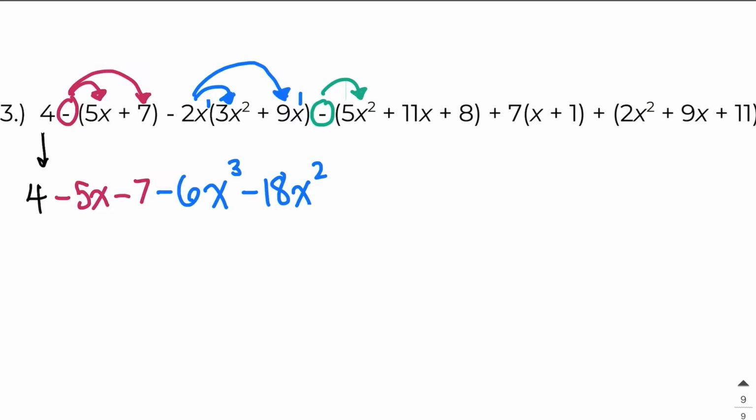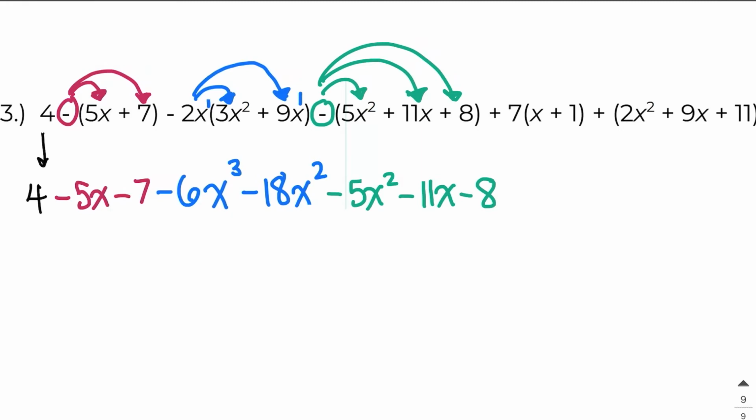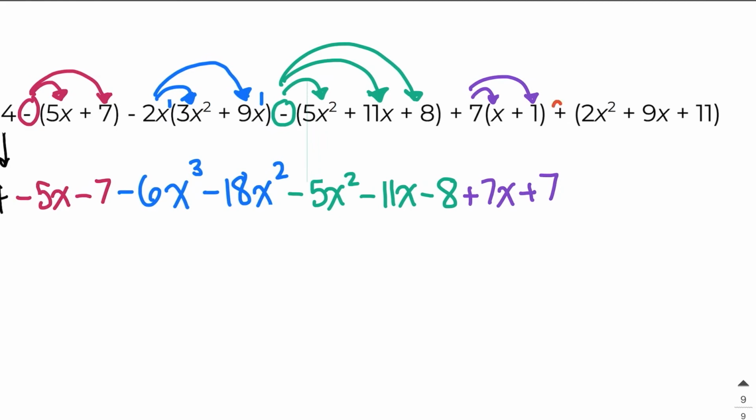So this negative to positive 5x squared becomes negative 5x squared. The negative to positive 11x becomes negative 11x. And then this negative to positive 8 becomes a negative 8. Now, the next number that needs to get distributed through is the 7. So 7 times x is positive 7x, and 7 times 1 is positive 7. And then lastly, we have this plus sign, and I'm going to distribute the plus sign through. But honestly, when I have a plus sign there, nothing really changes because when I add 2x squared, it still stays 2x squared. When I add 9x, it still stays 9x. When I add the 11, it still stays positive 11.